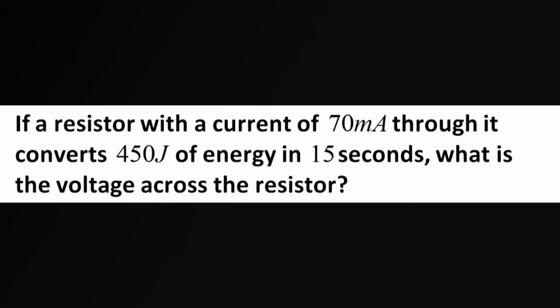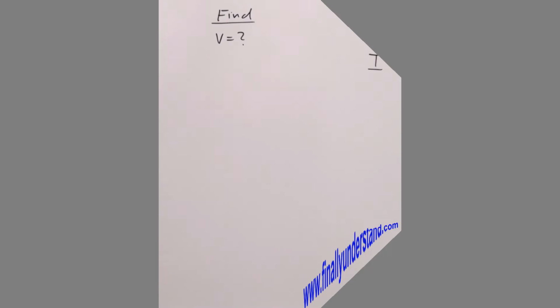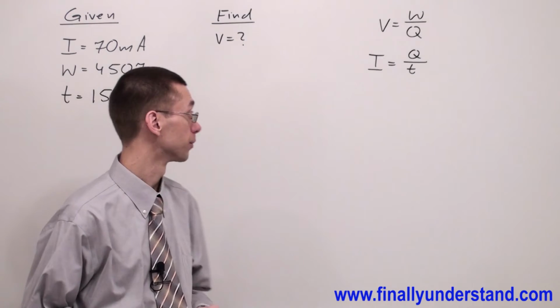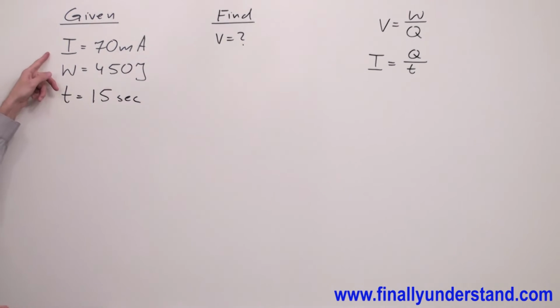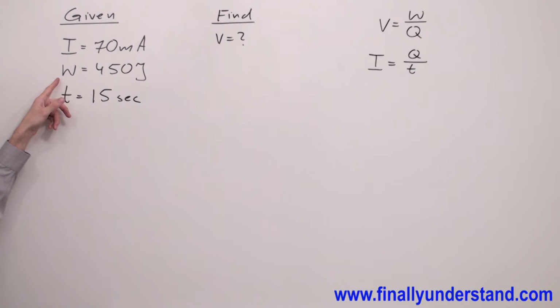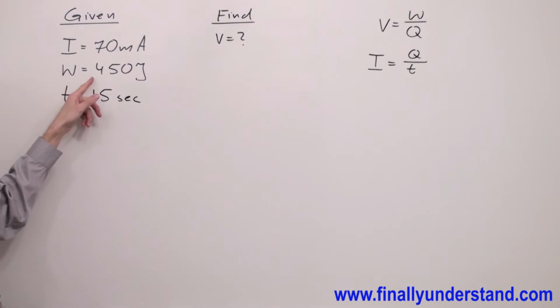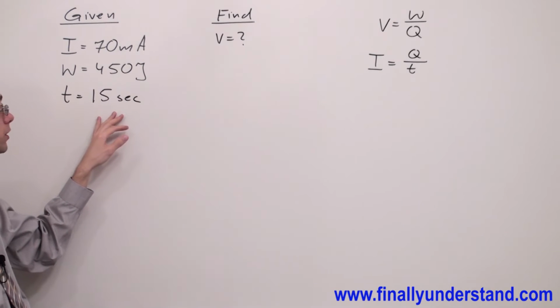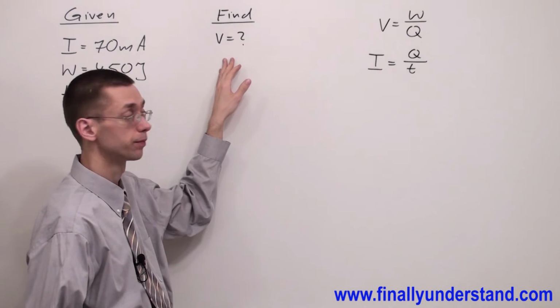If a resistor with a current of 70 milliamps through it converts 450 joules of energy in 15 seconds, what is the voltage across the resistor? First, write everything we have been given. We have current 70 milliamps, energy equal to 450 joules, and time 15 seconds. We have to find the voltage.